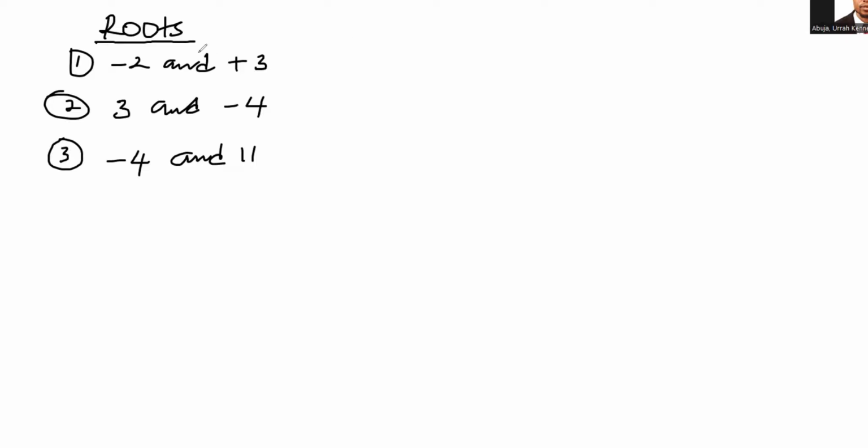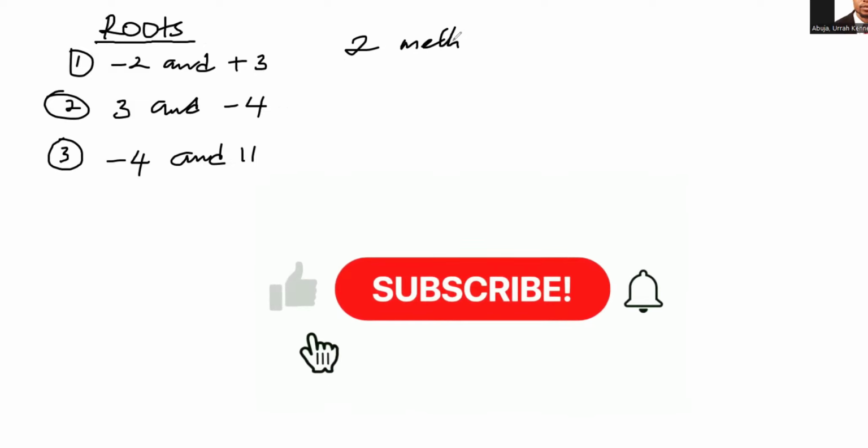The construction of a quadratic equation given these particular roots. The first one is -2 and +3. The second is 3 and -4. The third is -4 and 11. I'm going to be using two methods to solve these questions.